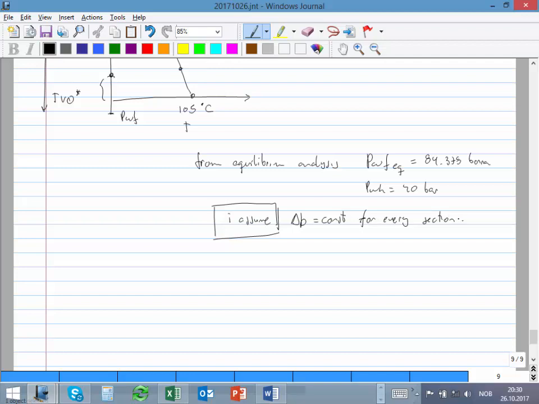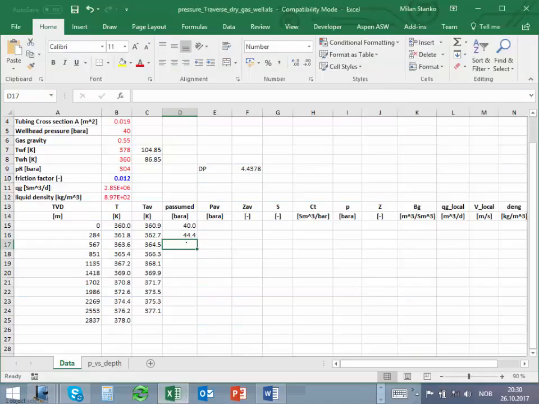That means delta P is equal to PWF of equilibrium minus P wellhead, divided by the number of sections: 84.378 minus 40, divided by 10. And if I sum that from 40, if we have our math correct and my brain is still working okay, then what should I get at the end here?